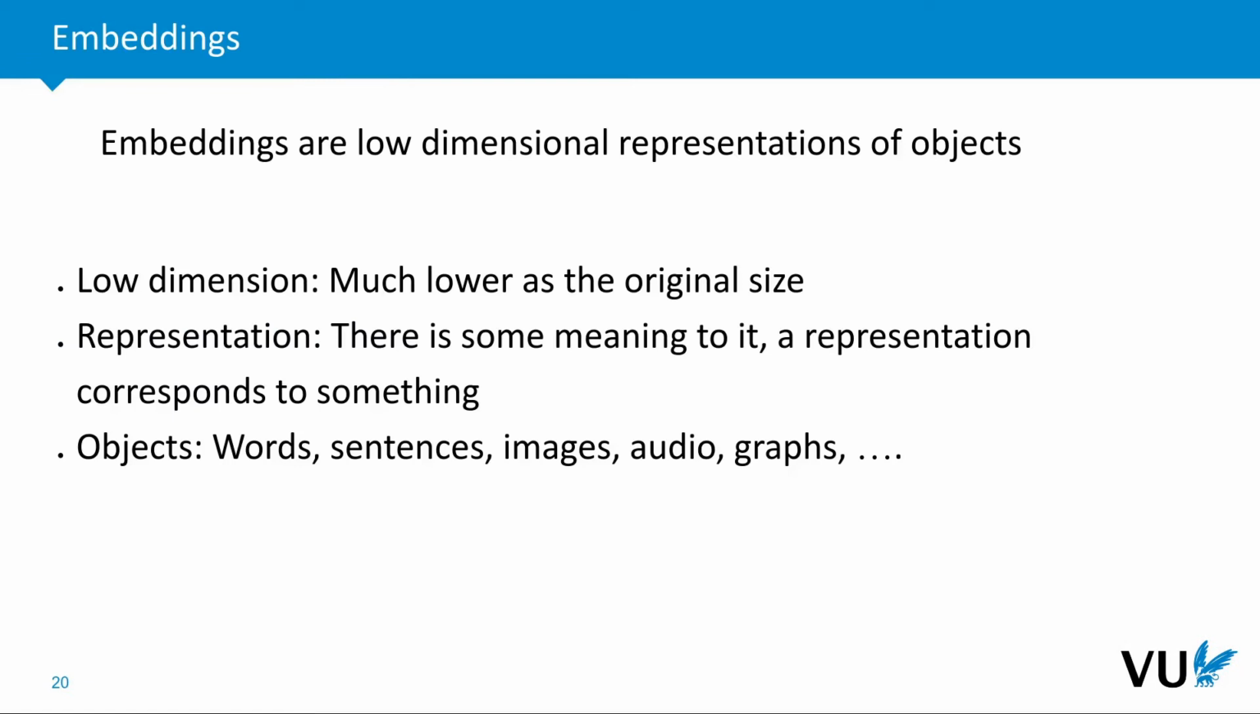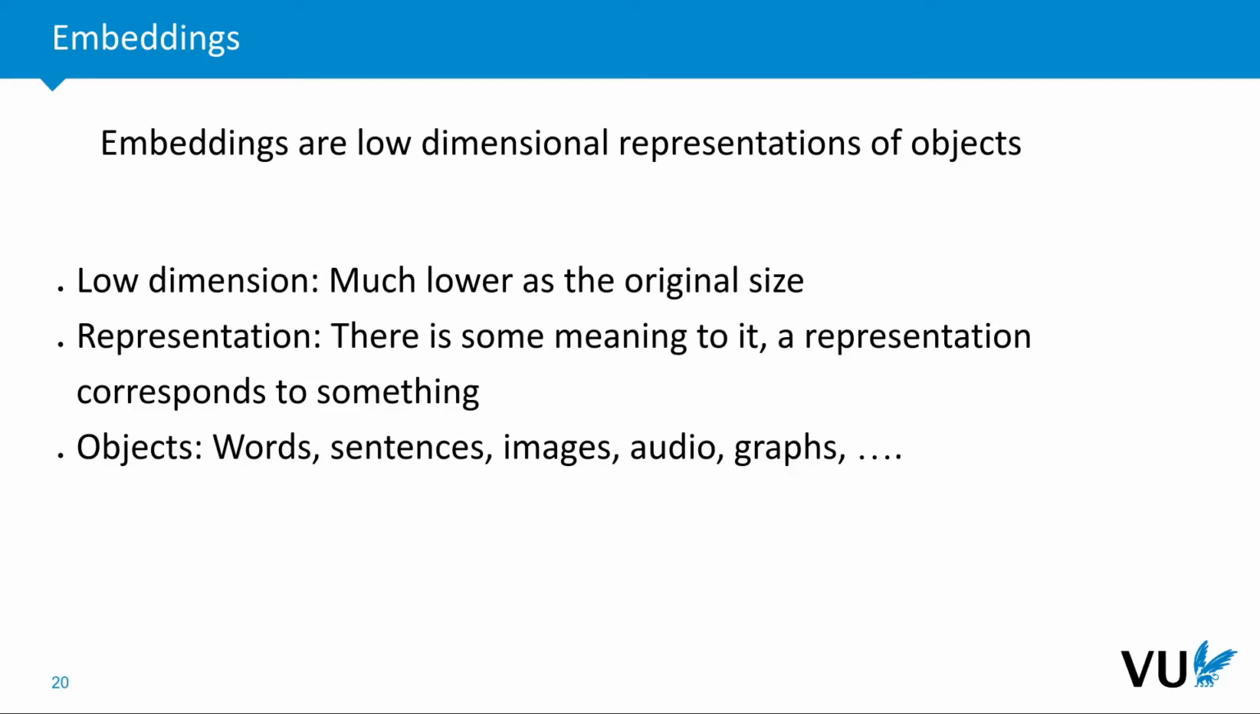So basically what embeddings are is low dimensional representations of objects. That's very general, so let's decompose this a bit. What does low dimension actually mean? Low dimension means much lower than the original size. Let's say if you have an embedding of an image, it should not be as big as the number of pixels in the image, but it should be much smaller. It's a representation, so it means there is some meaning to it, right? It really corresponds to an object in the real world.